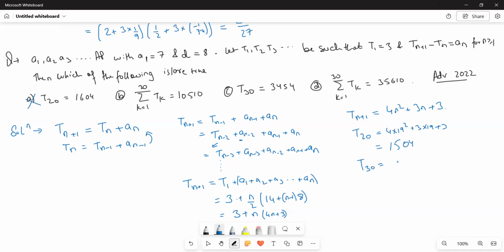And T30 के लिए we'll have to plug in n as 29. So 4 into 29 square plus 3 into 29 plus 3. So 29 square is 841, into 4 हो जाएगा 3364. So this will come out to be 3454. So option C is the correct answer. And how would we check between B and C?